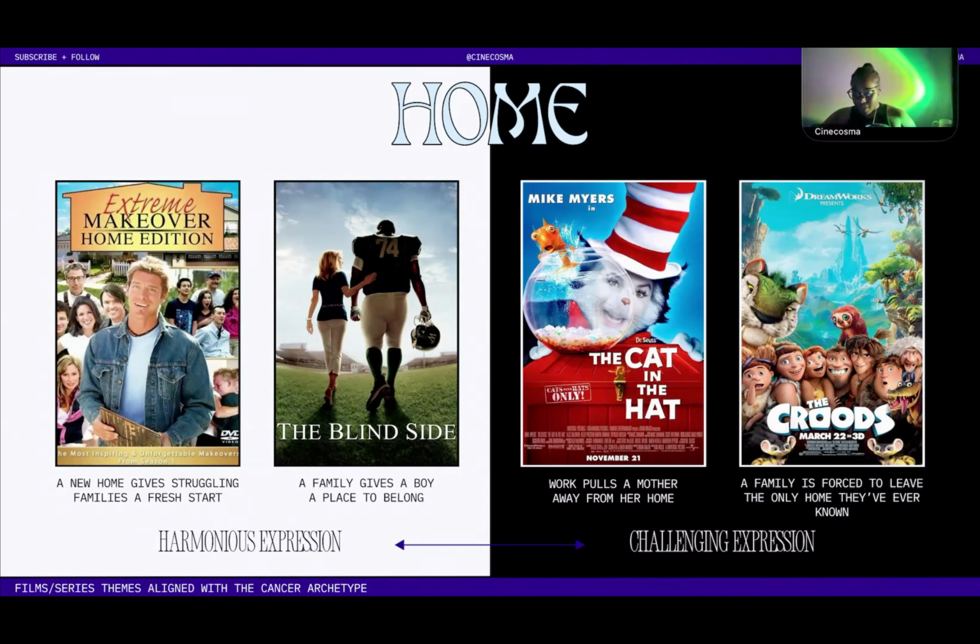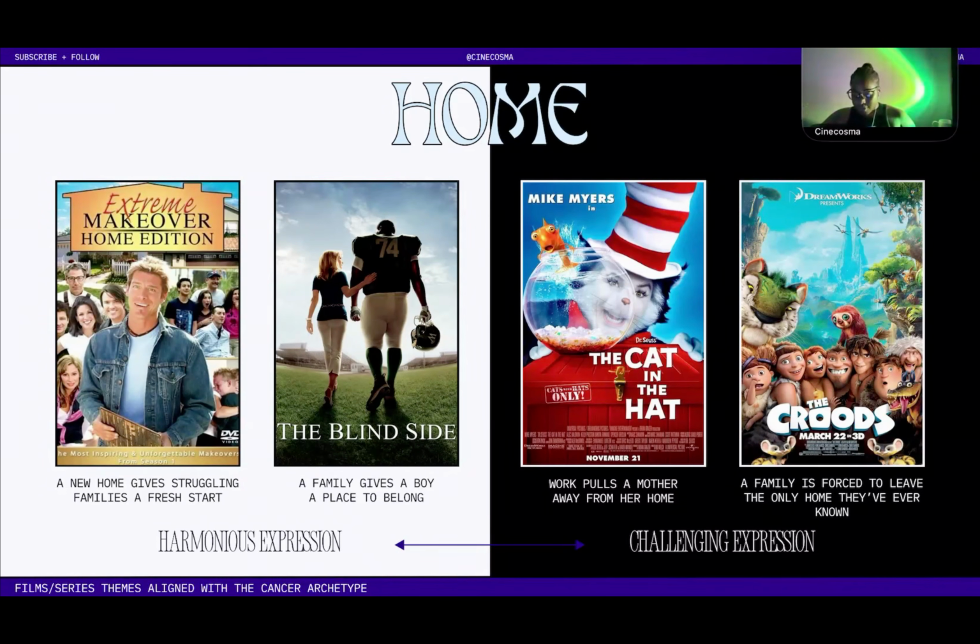And then next we have The Croods, another family children's movie. The Croods is essentially a family forced to leave the only home they've ever known. The Croods, if I remember correctly, I haven't seen it in a while, but it takes place in early human days. The Croods are essentially early humans and they live outside. If I remember correctly, their original home where they were living got destroyed to the point where they had to essentially migrate. And we're watching this particular family do that.